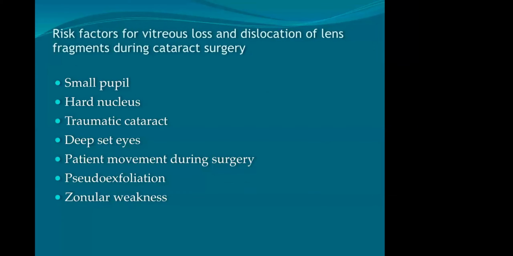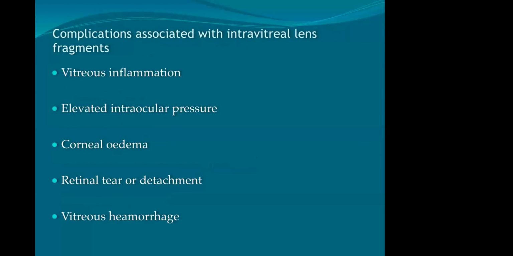And of course, in deep set eyes, the surgery is difficult. When the patient is not cooperative and is moving, and with pseudoexfoliation, the dilatation is difficult and the lens is not stable, so the chance of the lens fragment going into the vitreous is more. And of course, there are patients with zonular weaknesses. When you try to do phaco, you can have a chance of getting a lens fragment going into the vitreous.